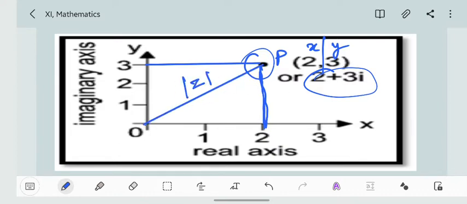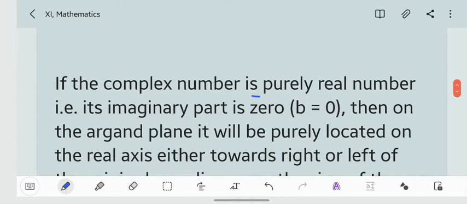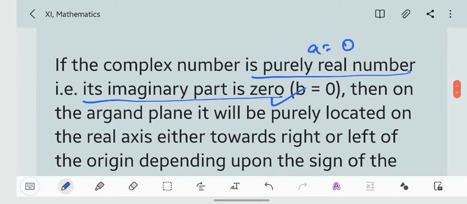Now if the complex number is a purely real number, its imaginary part is 0. In the Cartesian plane, we have learned in previous classes that if y becomes 0, then the number is represented on the x-axis. If x becomes 0, the number lies on the y-axis. In the same manner here, if it is a purely real number, then the imaginary part is 0. And vice versa, if it is a purely imaginary number, then the real part will be 0. So a will be 0 in case of a purely imaginary number.